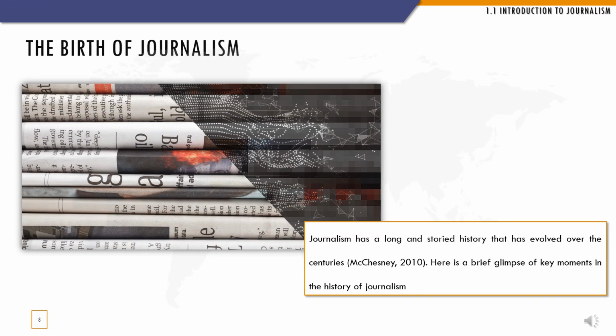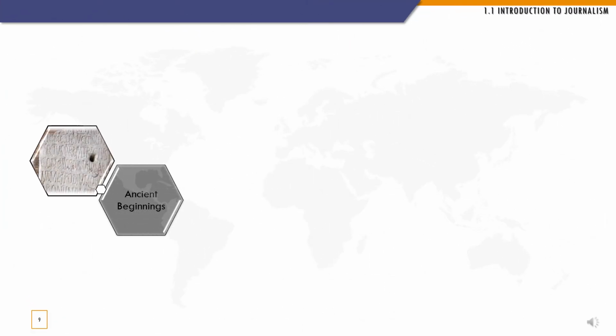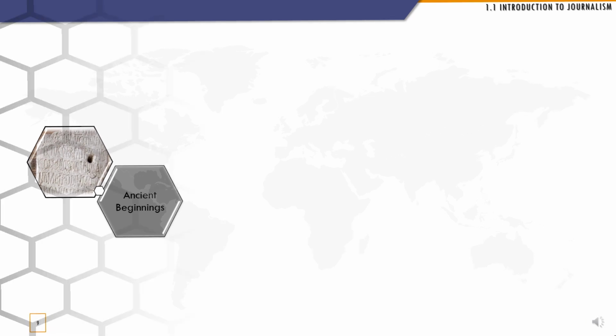The birth of journalism. Journalism has a long and storied history that has evolved over the centuries. Here is a brief glimpse of key moments in the history of journalism. 1. Ancient beginnings. Journalism has its roots in ancient civilizations. The ancient Romans had a system of daily newsletters known as acta diurna to disseminate news and public announcements. Similarly, ancient China had a tradition of court officials posting news reports in public places.